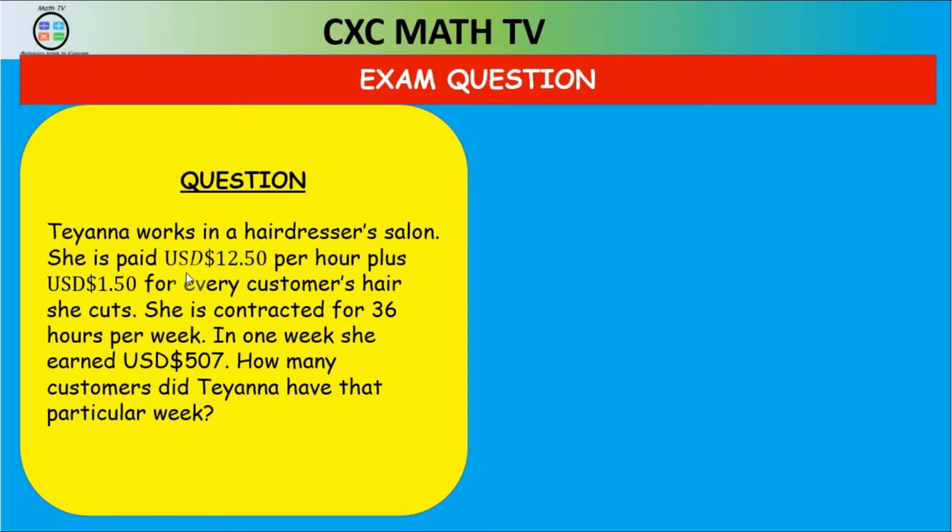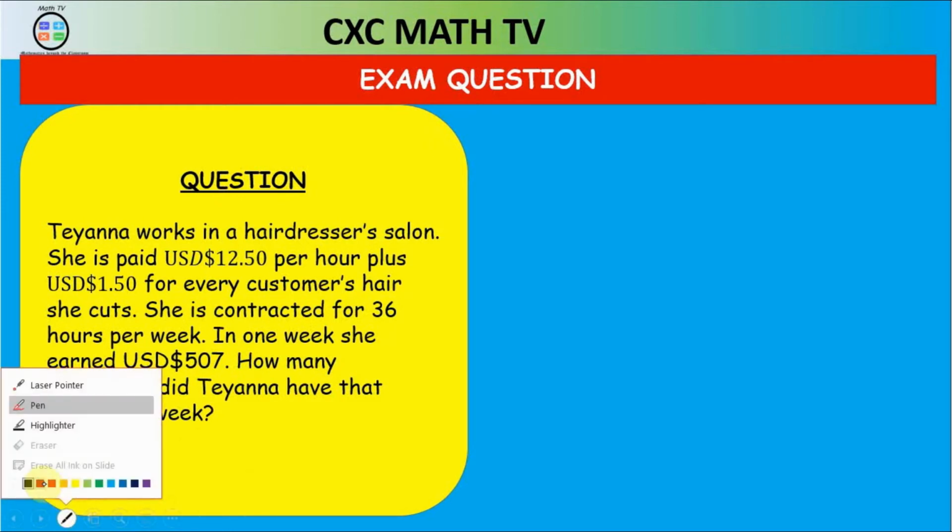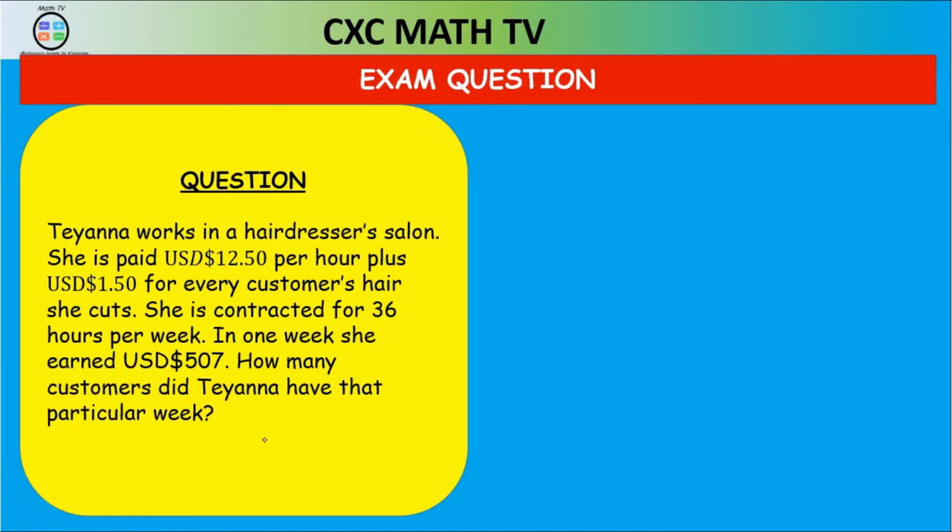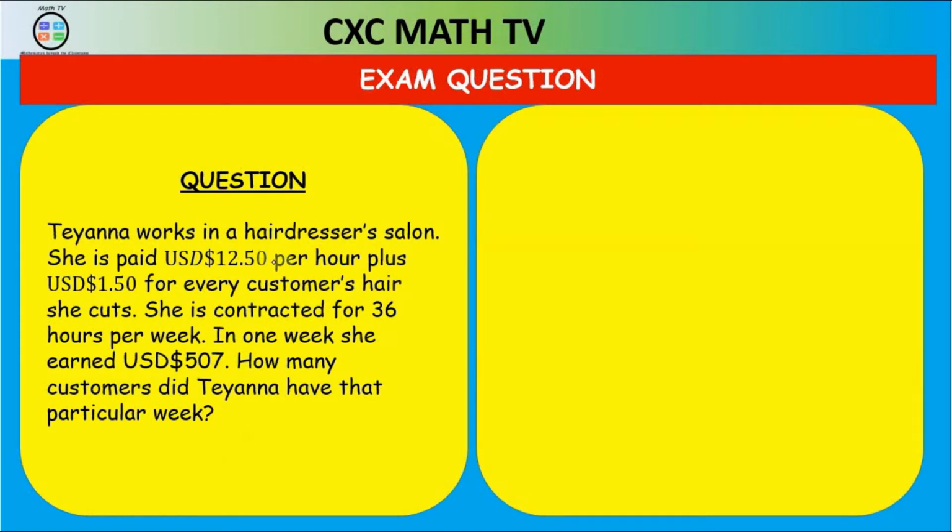Okay, now this is looking nice. Stop the cap. As you paused and attempted this question, the first thing to realize is that Tiana works where? In a hairdresser salon, and she's being paid $12.50 per hour. Even if nobody walks into the salon, she gets paid $12.50. And of course, she's contracted for 36 hours for the week.